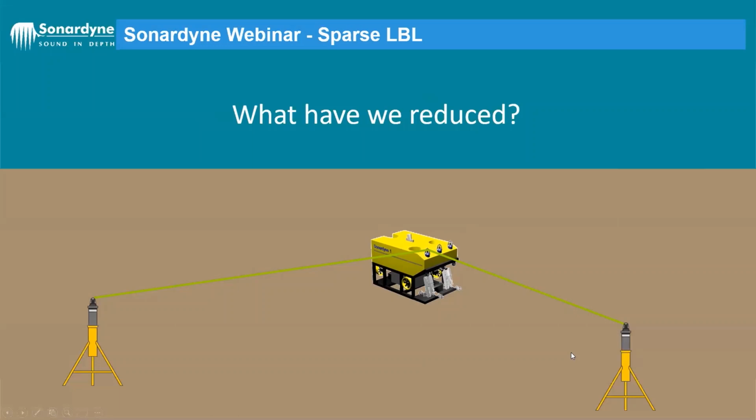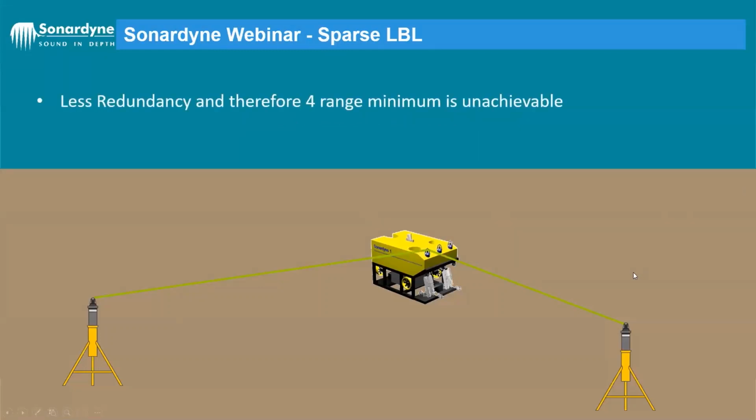What have we reduced in this picture? The obvious answer is we've reduced the amount of transponders, but by reducing the amount of transponders, what else have we reduced? Anybody tell me? Redundancy. Thanks, Sebastiano. Excellent. We've reduced redundancy, so we've got less redundancy and therefore our 4 range minimum is unachievable.